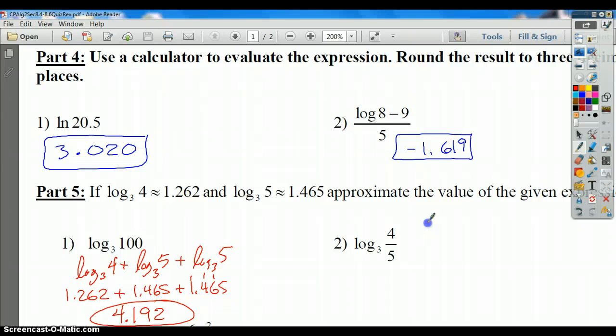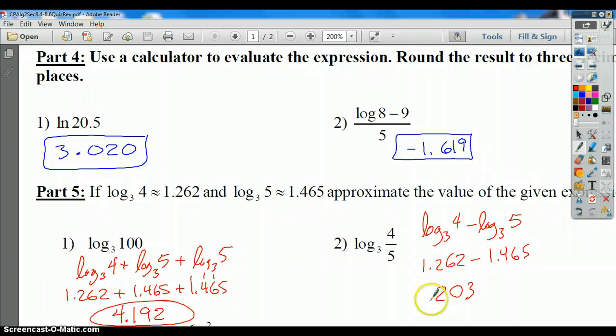Over here, remember, when you're doing division with a log, it's subtraction. So this is log base 3 of 4 minus log base 3 of 5. So we're looking at 1.262 minus 1.465. So in my mind, I know this is bigger, so I'm going to do 5 minus 2, which is 3. 6 minus 6 is 0. 4 minus 2 is 2. And 1 minus 1 is 0. And that's a negative answer.